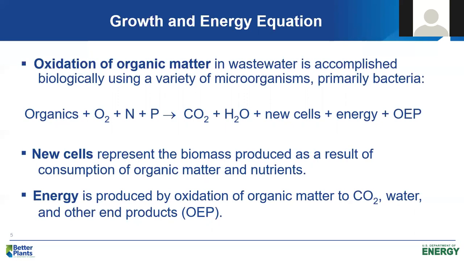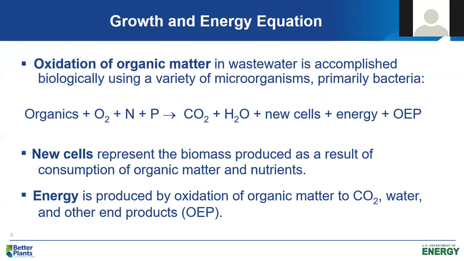Organic matter that comes into the process is going to be degraded by the microorganisms, primarily the bacteria, because, as I mentioned in the previous presentation, bacteria are about 95% of our biomass in the activated sludge process. So they are our primary workhorses. They are going to oxidize the organic matter to CO2 and water to generate energy. That's the energy reaction. And then the synthesis or growth reaction is organics plus nitrogen plus phosphorus produces new cells.